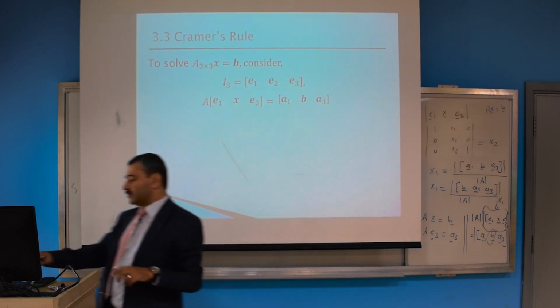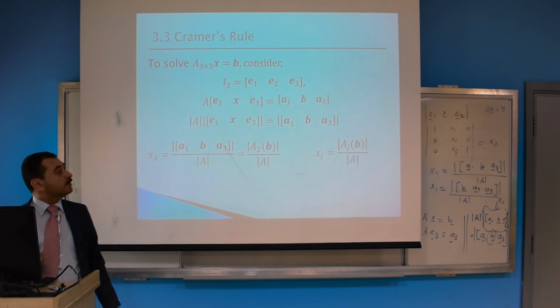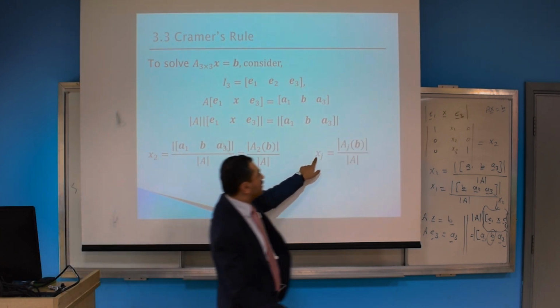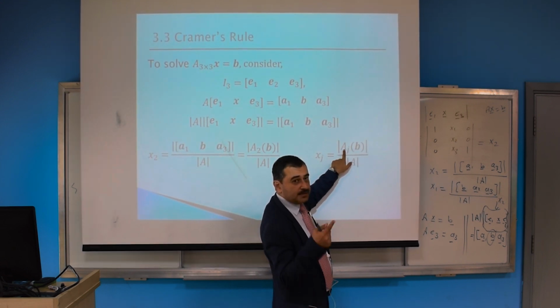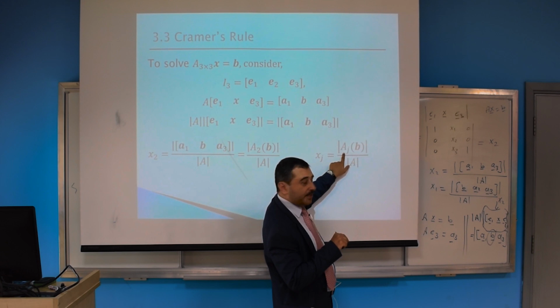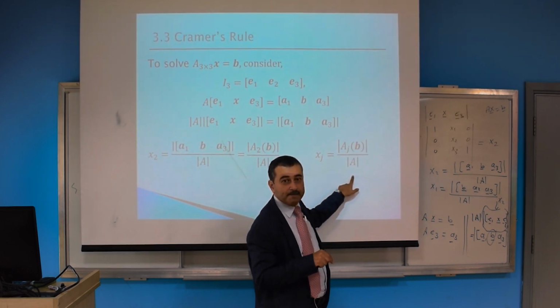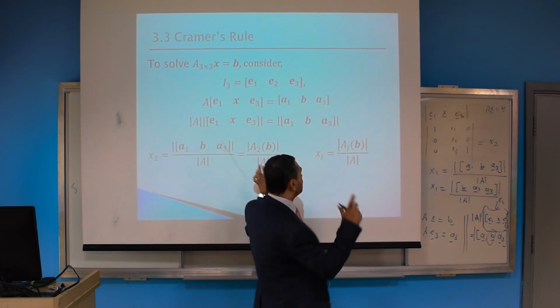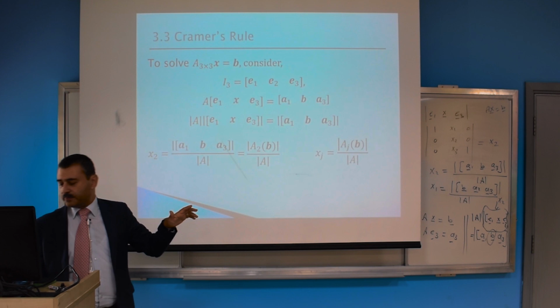So we can conclude that in general we will have this formula. Xj is the determinant of A with the jth column replaced with B, over the determinant of A. So this is a closed form for any variable directly. Let's see an example, a quick example.